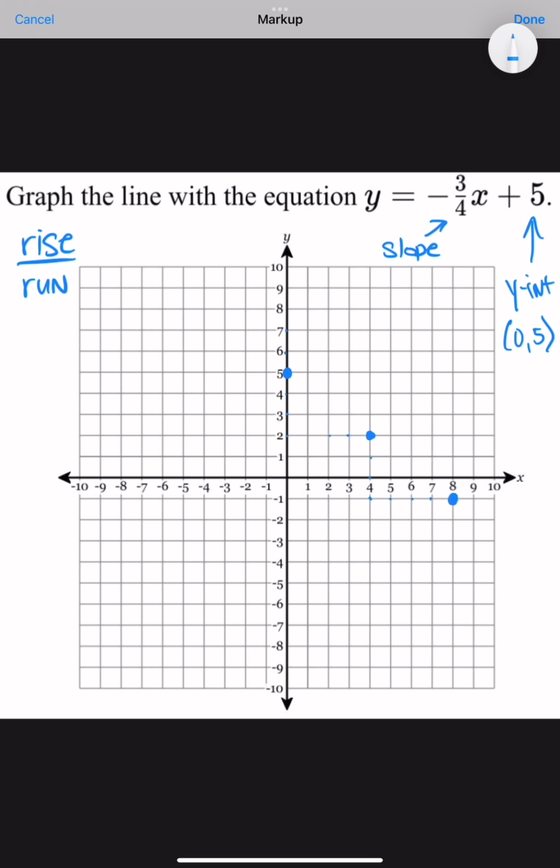But let's make sure we have one more point that's going in the opposite direction. So instead of going down 3 and to the right 4, we're going to go up 3 and to the left 4 to add one more point to that line. And then connect your dots as best as possible. And that is it.